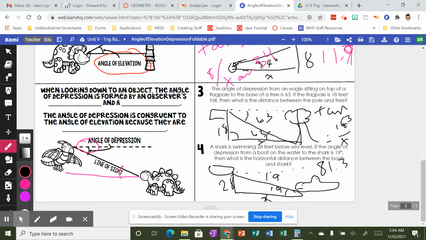So I hope that helps. All it is with the angle of depression is remembering the alternate interior angles. Hope you have a great day.